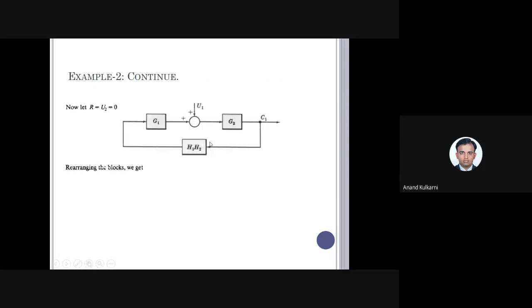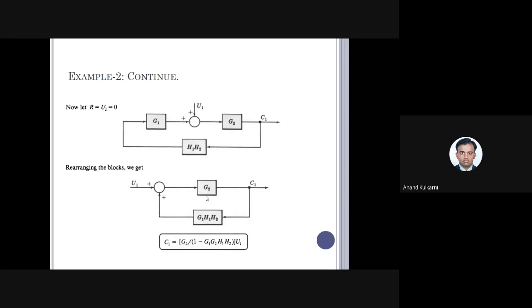In that condition, what do we get? Again, this is a feedback signal kind of a thing. So just observe, this is a feedback signal like this. Here, these two are in cascade. As these two are in cascade, they get multiplied. So we get G2 divided by 1 minus G1 G2 H1 H2. So we have got this.